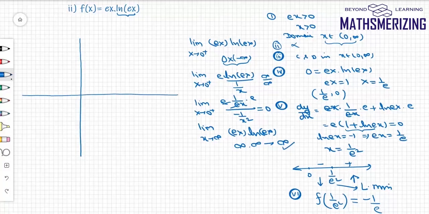Now I'll start drawing the graph. So I've drawn the axis. Now first thing, domain is from 0 to infinite. So this graph will be drawn from 0 to infinite.